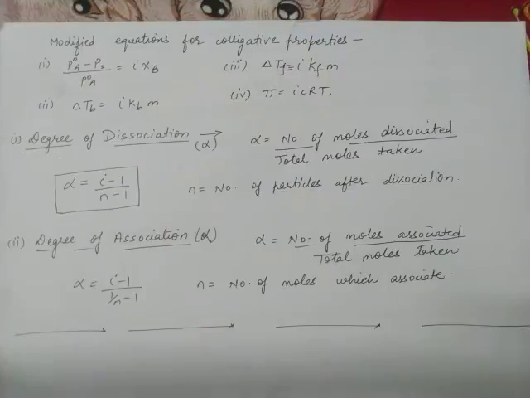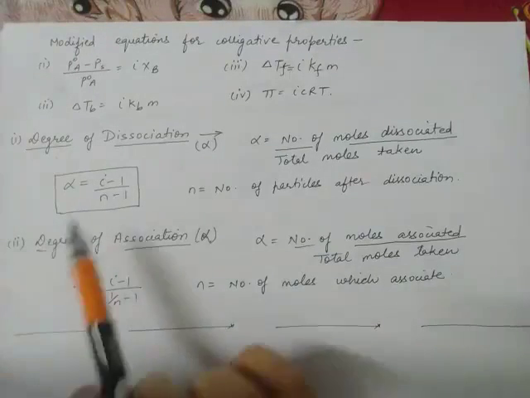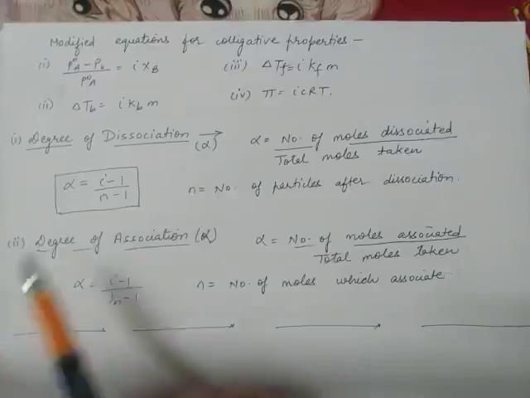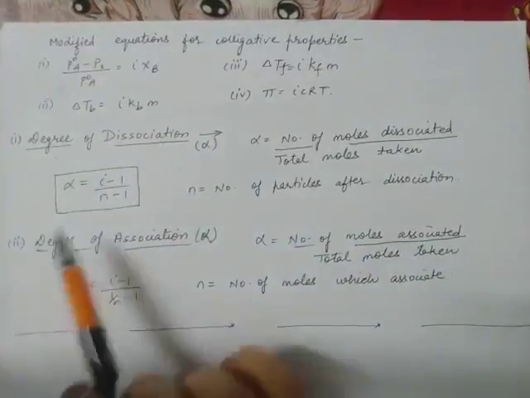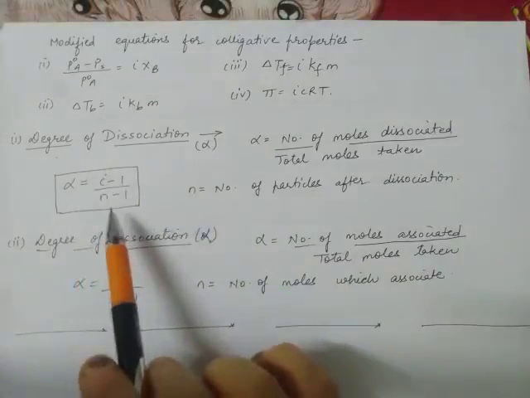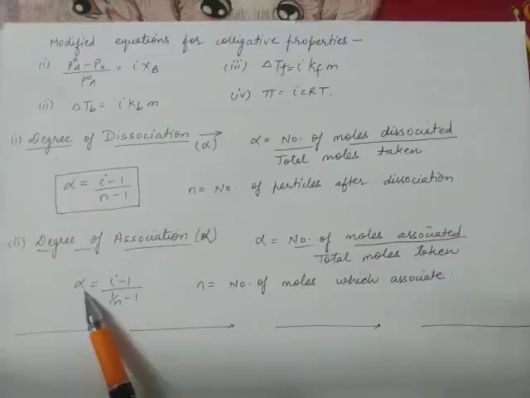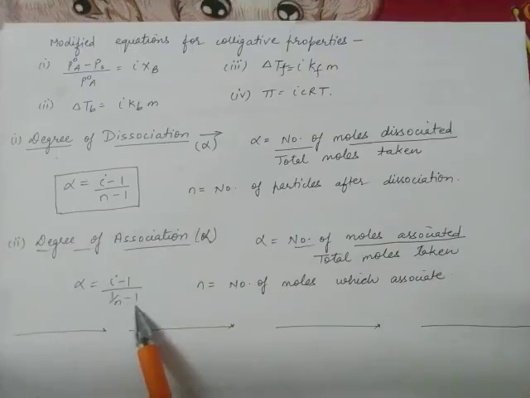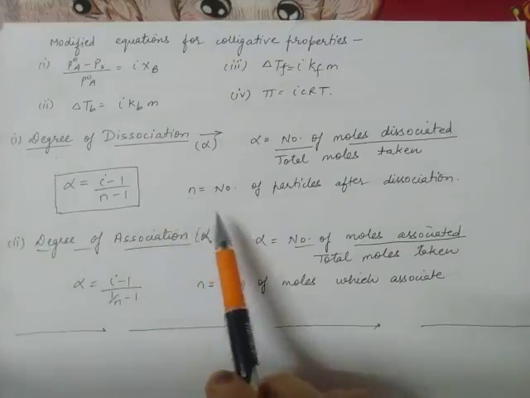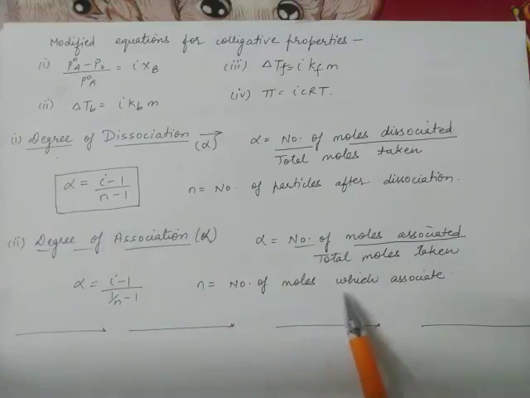And how to find alpha if dissociation is there? The formula, directly I am writing the formula here, no derivation is required: alpha equals i minus 1 upon n minus 1. What is i? The Van't Hoff factor that we can calculate, and n is the number of particles after dissociation. Now this will be clear to you when we use this formula in the numerical. And what is degree of association? Degree of association is also denoted by alpha, and here n is the number of moles or particles which associate. So you have to remember these two formulas.